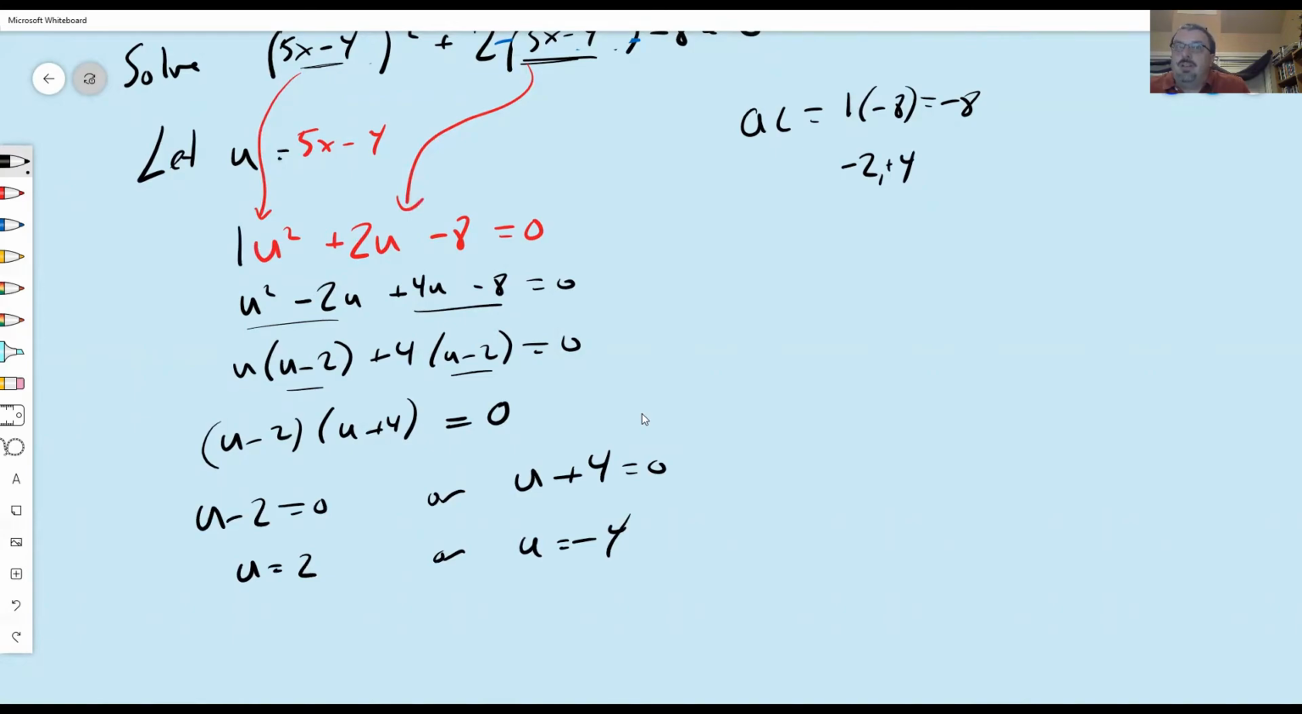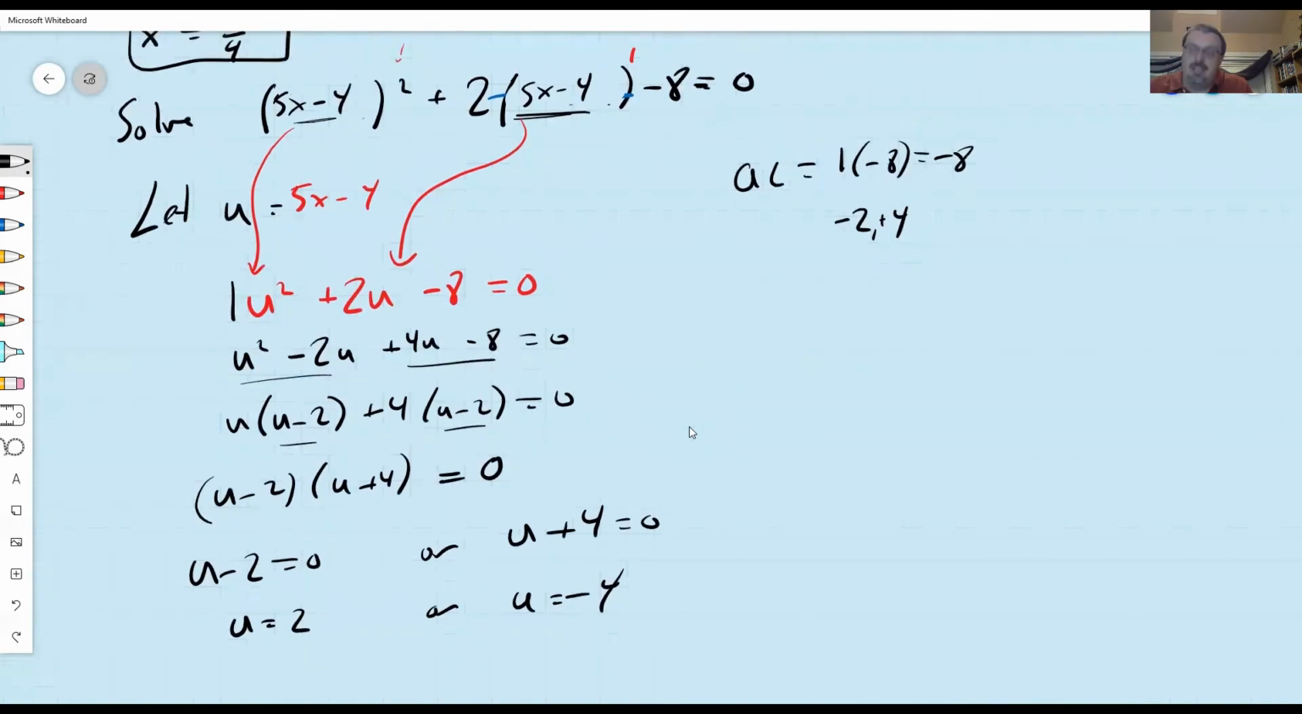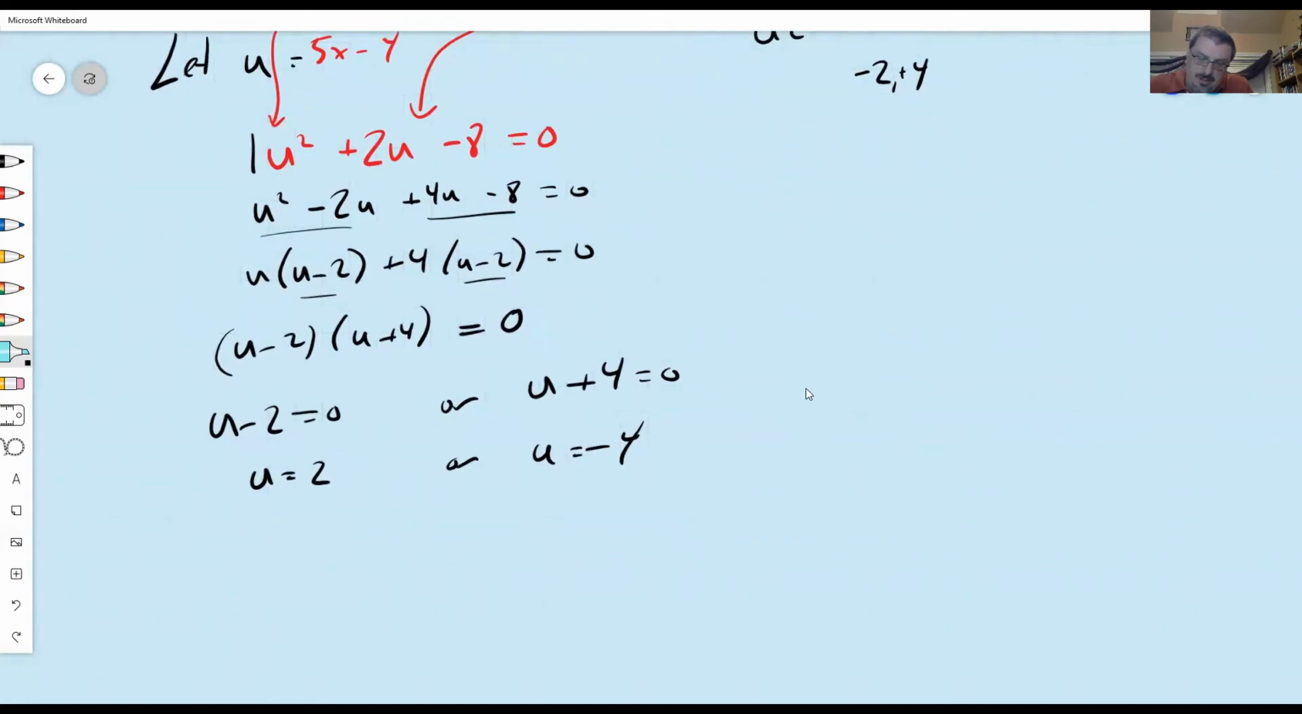Now remember, we have solved this equation: u equals 2 and u equals minus 4. Be careful. Do not stop now. Remember the original equation, I almost lost it up here, it's 5x minus 4, right? It had a u value. So down here, I'm not going to stop at u. I'm going to put this back in and solve for x.